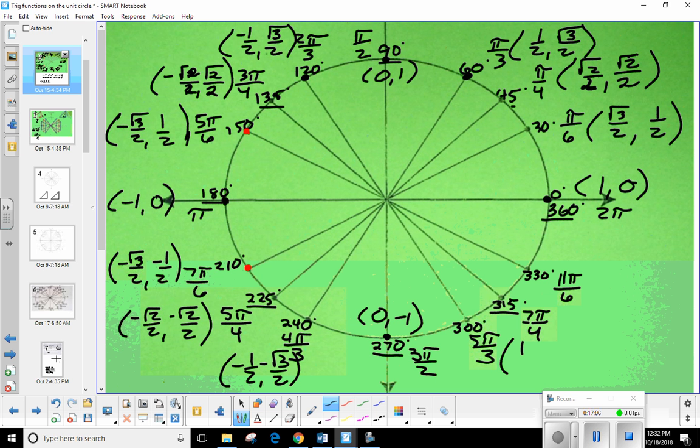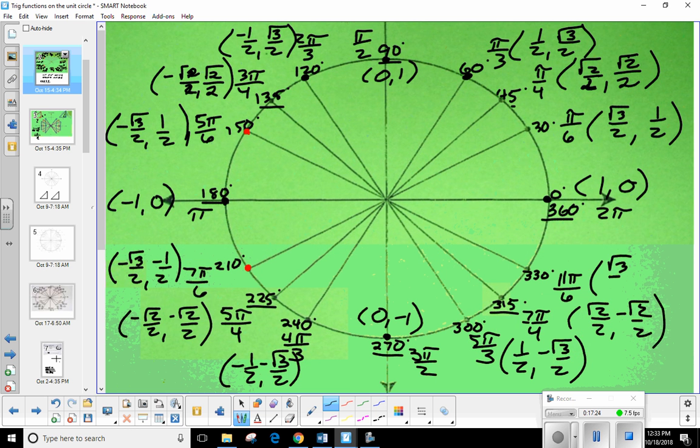1/2, comma, negative square root of 3 over 2. Perfect. What's the coordinate at 7 pi over 4? There you go. And our last one, 11 pi over 6. That's it. That is our completed unit circle. Now, once we started reflecting, it went a lot faster, right?